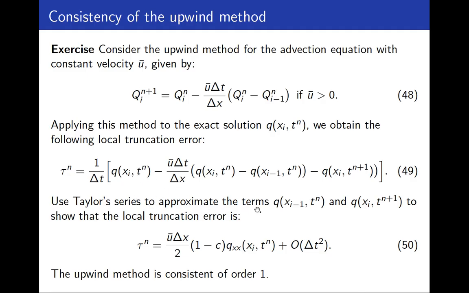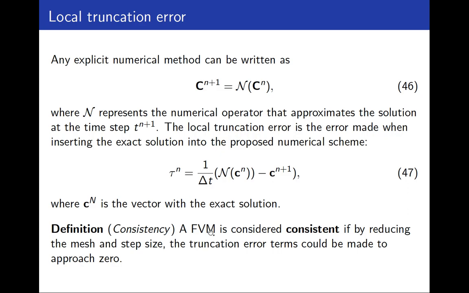You can approximate these terms, the ones that appear here and the one that appears here, and then you use Taylor series, and obtain the differences between all these terms. You will end up with this equation 50, which is the local truncation error for the Upwind method. You can see that the truncation error is not exactly zero, because it has some terms. One term depends on the cell size of your mesh, and you also have a dependence on the Courant number and on the second spatial derivative of Q. So remember the definition of consistency.